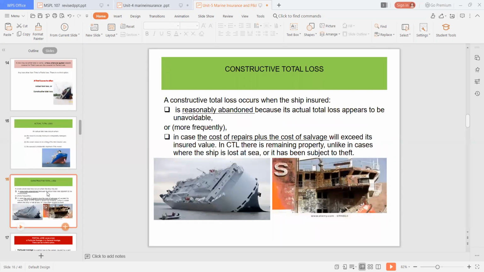Constructive total loss occurs when the ship insured is reasonably abandoned because its actual loss appears to be unavoidable or, more frequently, in case the cost of repairs plus the cost of salvage will exceed its insured value. Right? In CTL, there is a remaining property, unlike in cases where the ship is lost to the sea or has been subject to theft. So these are the things.